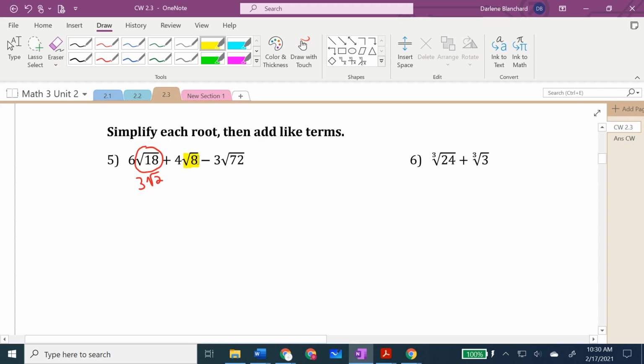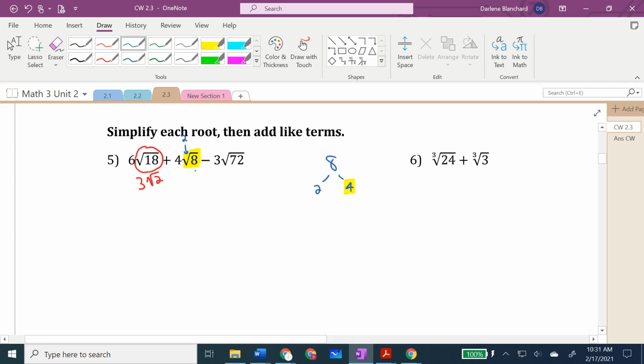Next, I'm going to focus on the square root of 8. Can I simplify the square root of 8? The index is 2. So I'm looking for a number that multiplies 2 times within the factors of 8. You might see it already. 8 is 2 times 4. 4 is a perfect square number. It's made up of 2 times 2.